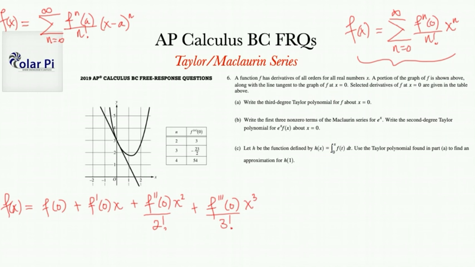Now, f of 0 is the function's value at 0. Now, they intentionally made this curve, which is supposed to be a part of f, not quadratic. Look at it. It's not symmetric. It's not quite quadratic.